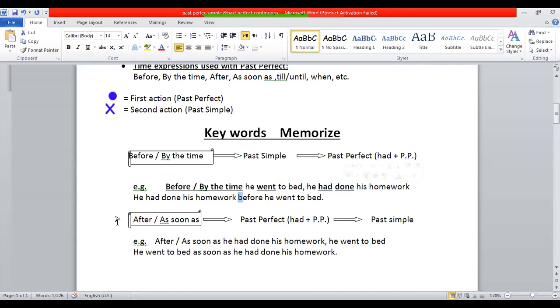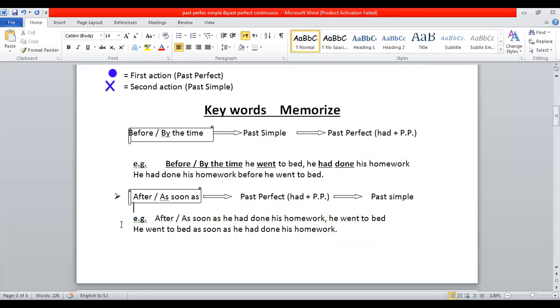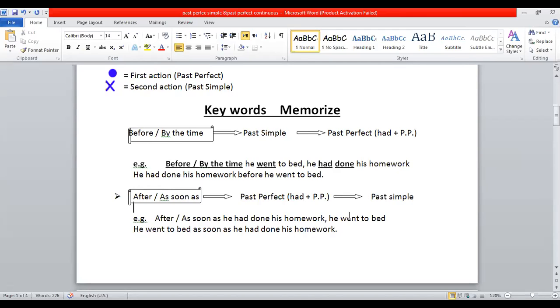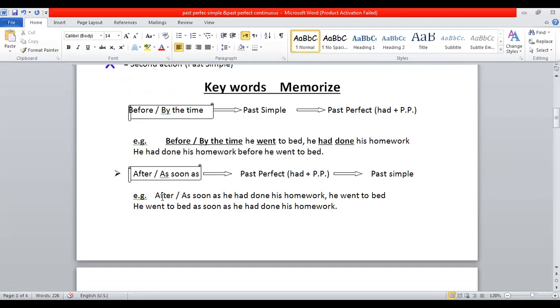Another type of keyword is after and as soon as. After or as soon as, they are the same, and after them you will put past perfect, which is had plus past participle, and then past simple. Okay? Like this example: after or as soon as he had done his homework, he went to bed. Or he went to bed as soon as he had done his homework.